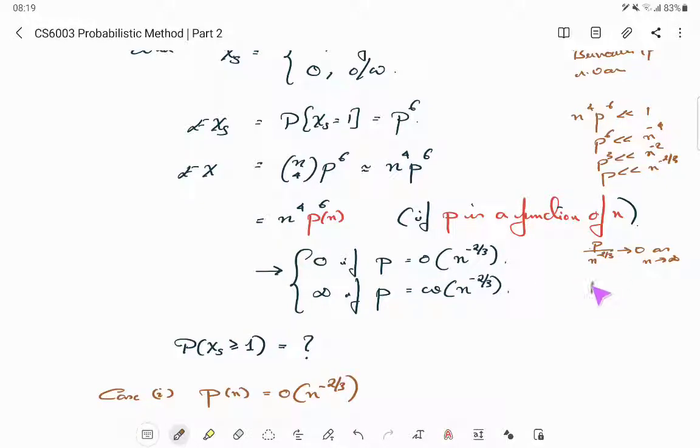Similarly, little omega means p divided by n to the power minus 2 by 3 goes to infinity as n tends to infinity. So depending on whether p is little o or little omega of n to the power minus 2 by 3, this expectation has a very different behavior. In the first case, E of X goes to 0, and in the other case, E of X goes to infinity. But remember that this n to the power minus 2 by 3 is a very, very small thing. It is like 1 over a polynomial in n, so a very, very small probability.